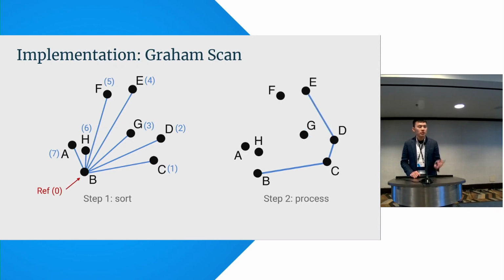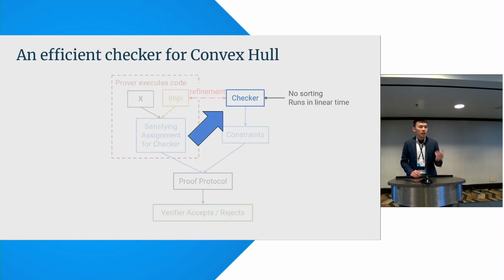We elide details of step 2, but you can see that this is a linear algorithm. It processes each node once. And we find the Convex Hull at the end of step 2. So the time complexity of Graham scan is going to be dominated by the sorting. Sorting is expensive. It is worse than linear. So can we get rid of sorting? Can we come up with an efficient checker that does not require sorting and runs in linear time?